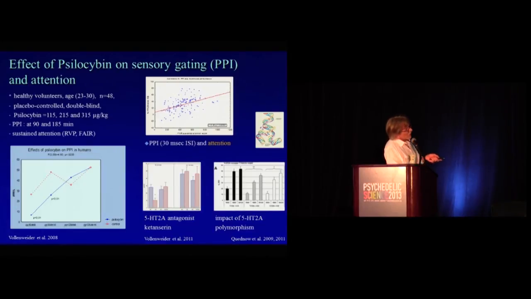Interestingly, this effect was linked to the 2A receptor, which we had thought for years is very important in gating and in the basic effects of the psychedelics. We think that the 2A receptor is the primary receptor where these 2A hallucinogens dock on.